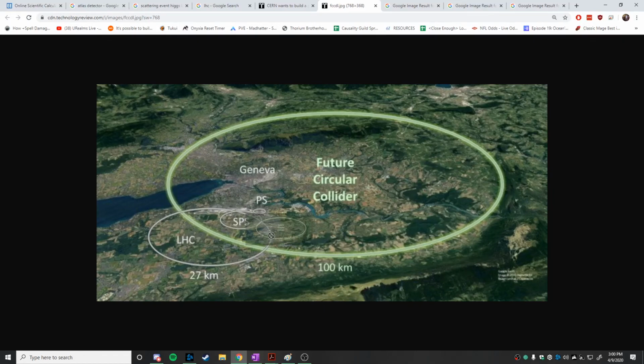You send one set of protons one direction, you send the other set of protons the other direction, you get them up to really close to the speed of light, something like 99.9995% the speed of light, as close to the speed of light as you really can get. And then you just force them to hit each other. You just take these two bunches of protons, which is quite literally just a bunch of hydrogen ions, right? And you just force them to hit each other.